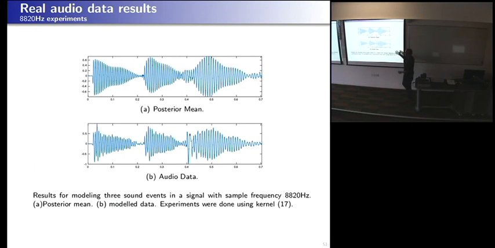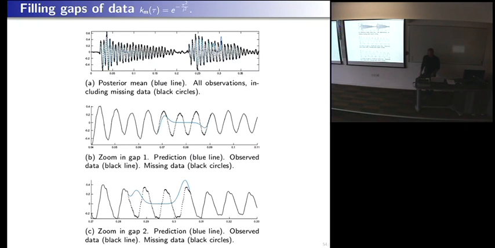Here we show the results, the posterior mean, using the exponentiated cosine kernel times the squared exponential, but for a signal with double the sample frequency. Here we can see that the posterior mean can follow the behavior of the amplitude envelope and can also follow the natural frequency of the signal. Finally, we compare different covariance functions in filling gaps of missing data.